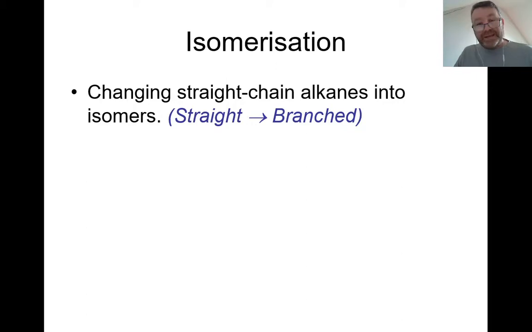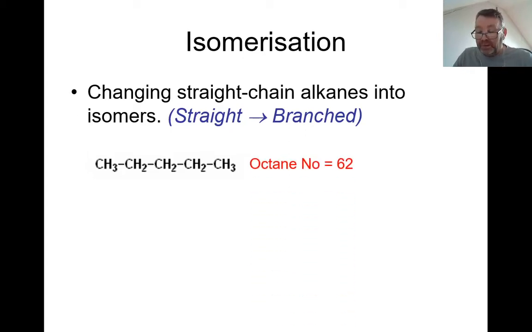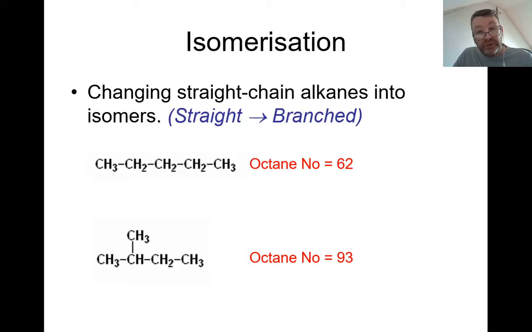Okay, so we know already what isomerization is. It's taking a long, less useful hydrocarbon and turning it into a shorter, branched, more useful hydrocarbon. And we've had this already. So just for example, there's pentane. Pentane with an octane number of 62 can become, you name that one before I say it. Good. 2-methylbutane, which has an octane number of 93. So even just moving one little methyl group around changes the octane number from 62 in the straight chain to 93 in the shorter branched chain.